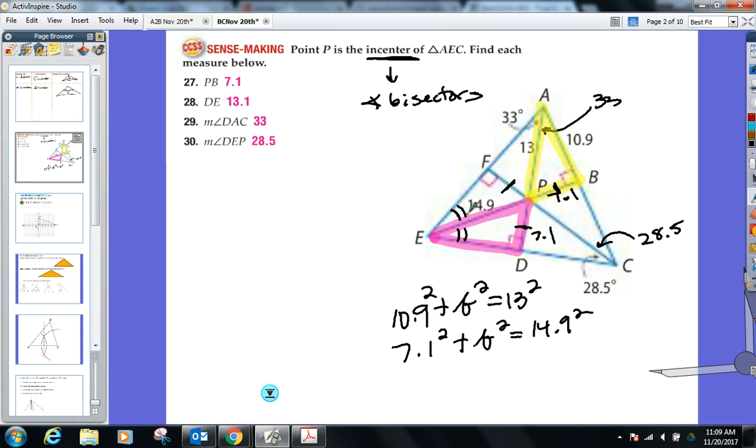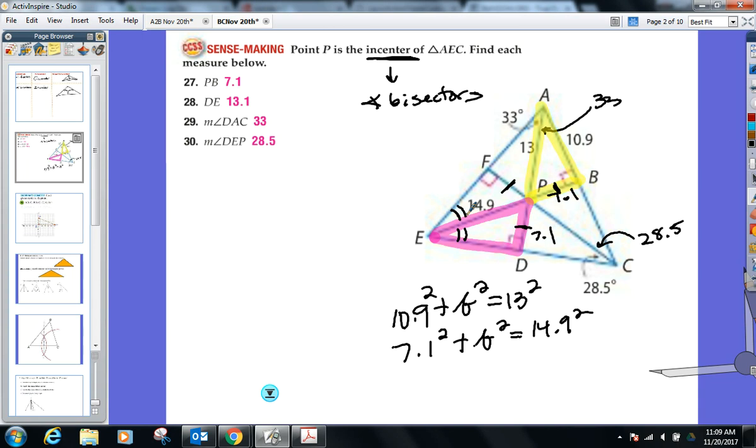So any thoughts on how I can find it? And remember, we know these two and we know those two already. Justin, go. Solve triangle FPE. Which one? FPE. This one right here. Yeah. Doing what with it?